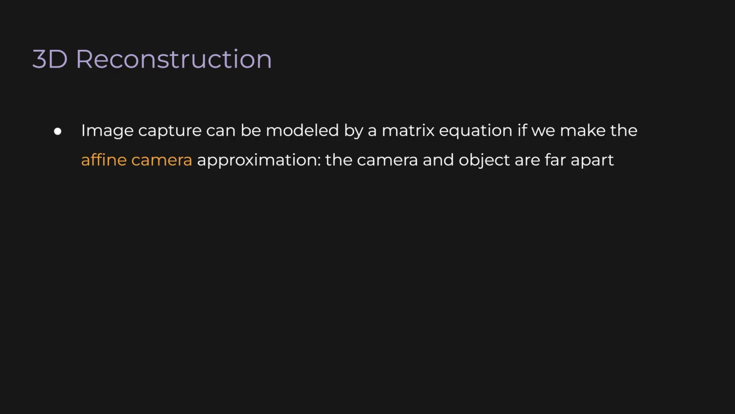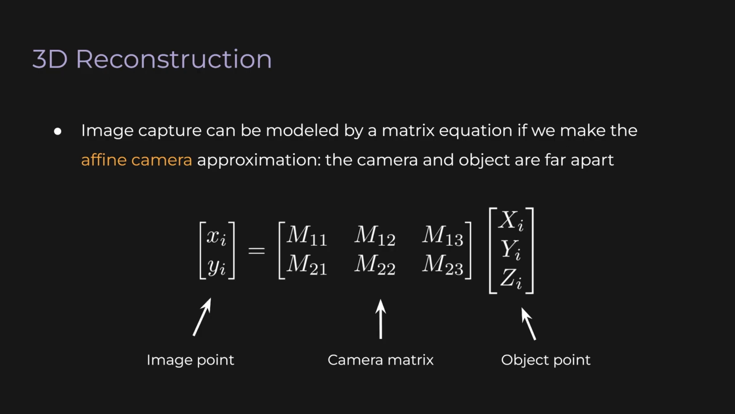In general, the process of image capture can be hard to realistically model, but for our purposes, image capture can be modeled by a matrix equation if we make what's called the affine camera approximation. We assume the camera and the object are far apart. We then get this simple matrix equation.